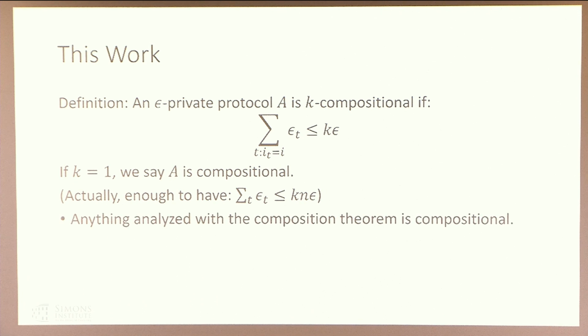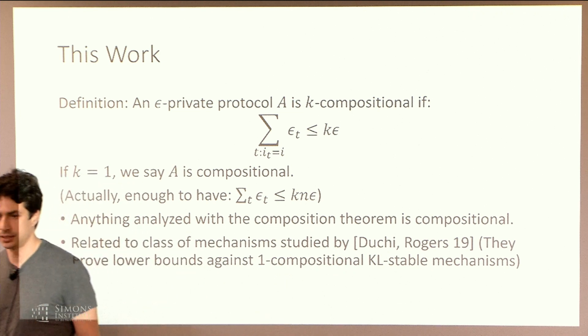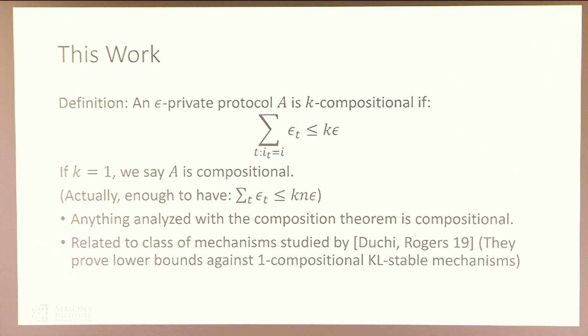One compositionality is a pretty natural subclass. If you've analyzed your mechanism with the composition theorem for differential privacy, just by adding up the epsilons, then you get a one compositional mechanism. And it's related to the class of mechanisms that John and Ryan prove lower bounds for. Roughly speaking, they're proving lower bounds against what we would call one compositional KL stable mechanisms. So on the one hand, we're going to generalize this to allow k to be bigger. On the other hand, we really do require differential privacy. KL stability is not enough for us.